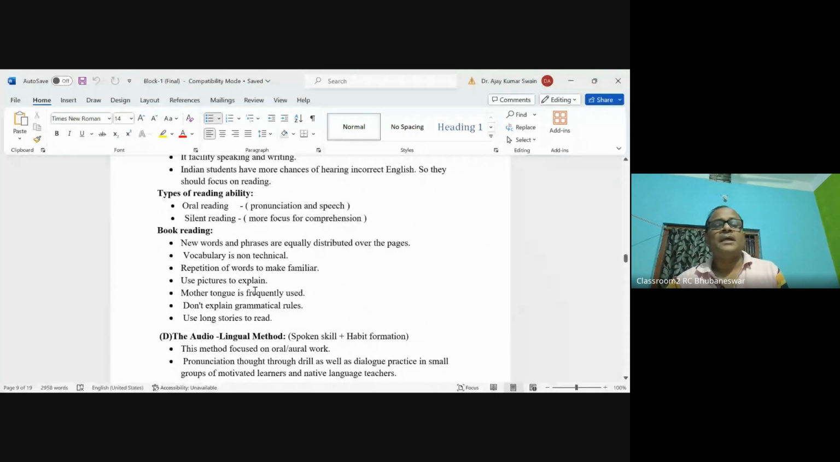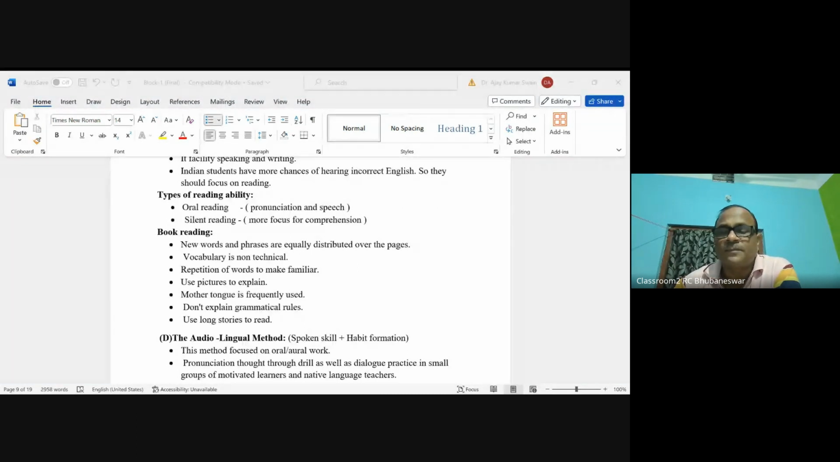According to him, reading ability are of two types. One is oral reading, another is silent reading. Oral reading is meant for developing or improving pronunciation and speech, and silent reading is very important for understanding or comprehension.